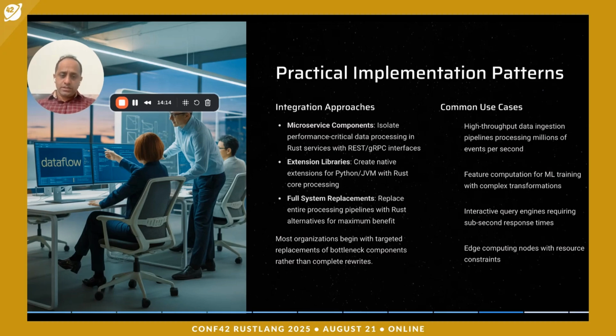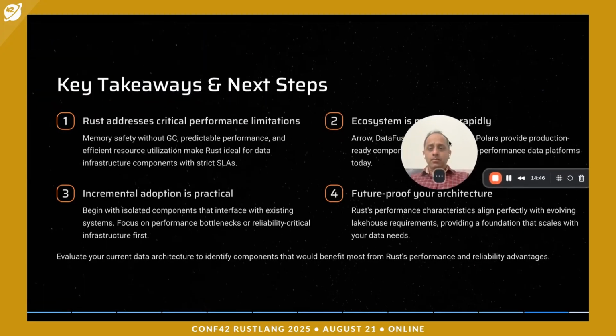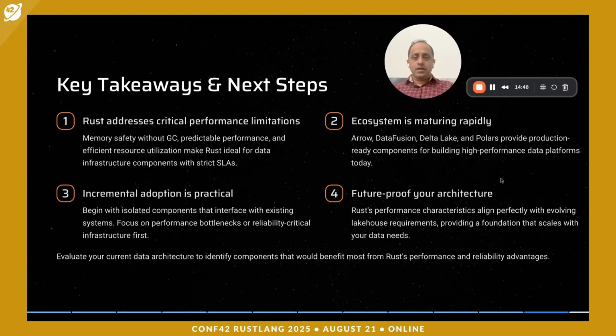So most organizations begin with targeted replacement of bottleneck components, which are already identified as a bottleneck, and then they start rewriting or replacing those components or services with Rust-based applications, and then doing a complete rewrite. And then at some point you might want to replace the entire application. It depends on what you're doing in your data processing and how many bottlenecks you have. So with that, we're going to talk about some of the key takeaways and the next steps.